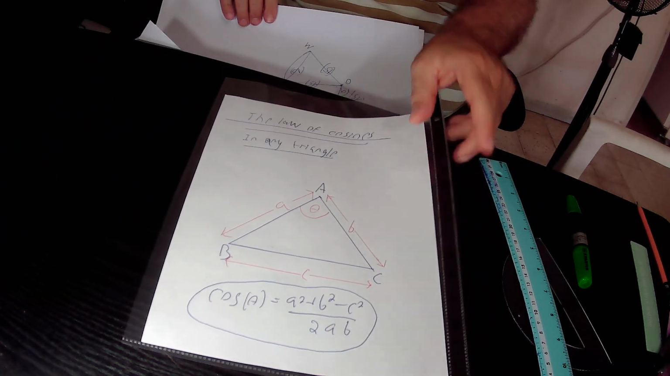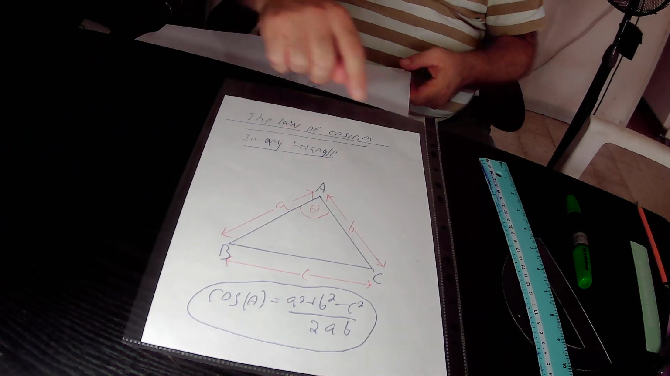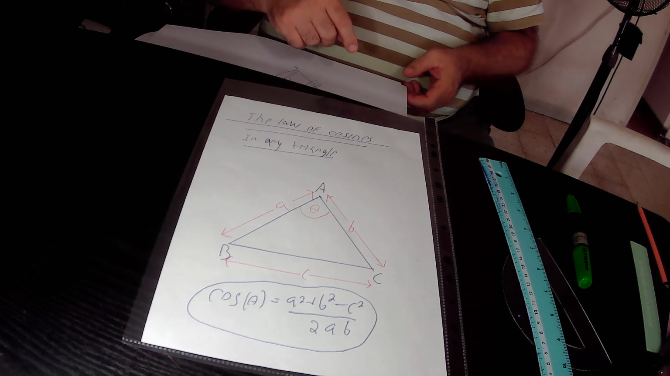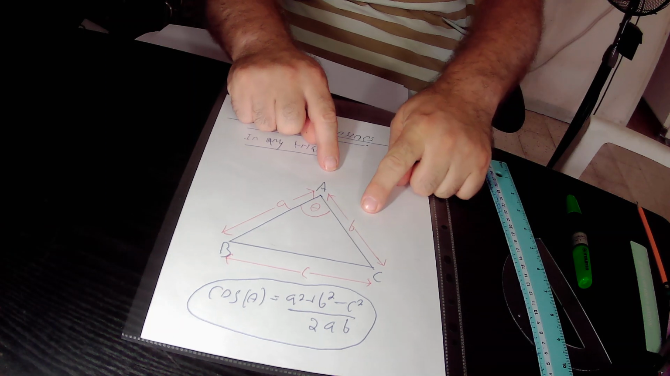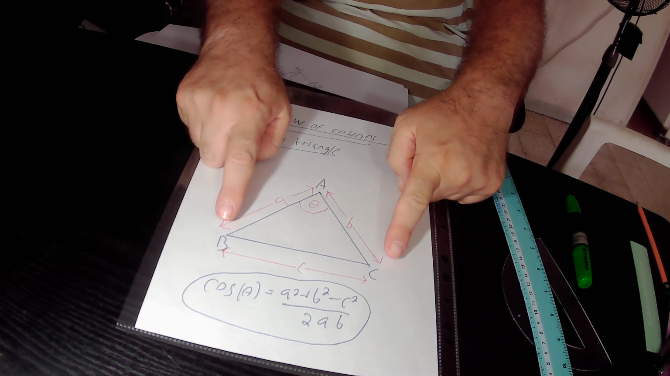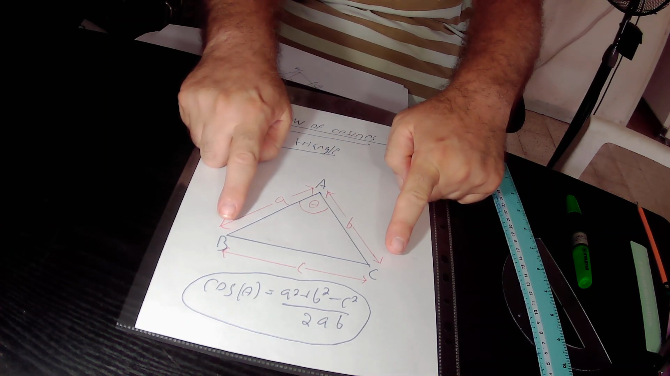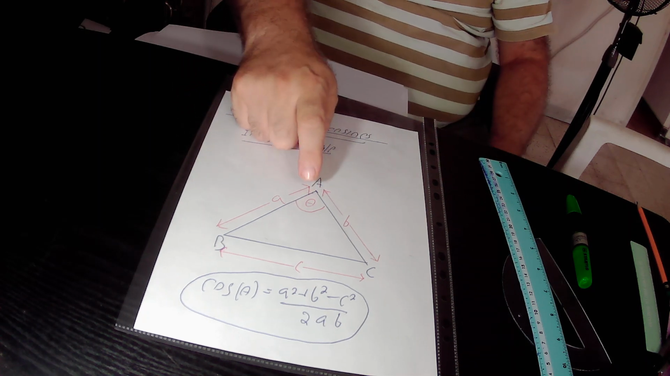The law of cosines is true in any triangle. So this is triangle ABC, that could be any triangle. The length of side AB is A units, side AC equals B units in its length. This is side BC, that equals C units in its length. This is angle theta.